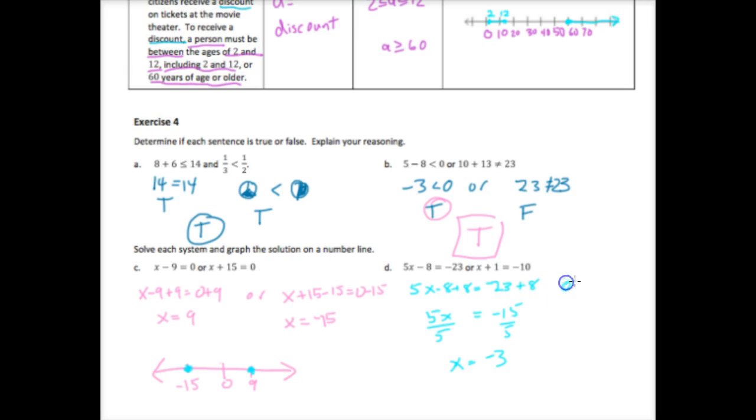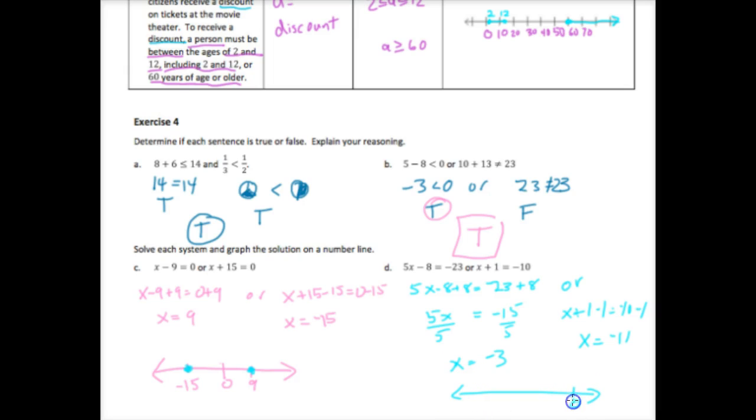Next question. Or, like or 2. Okay, so or says x plus 1, so we're going to subtract 1. X plus 1 minus 1 equals negative 10 minus 1. X equals negative 11. So we have again two possible solutions. X is either negative 3 or negative 11.